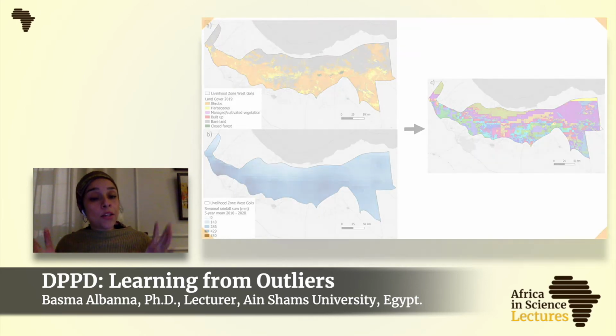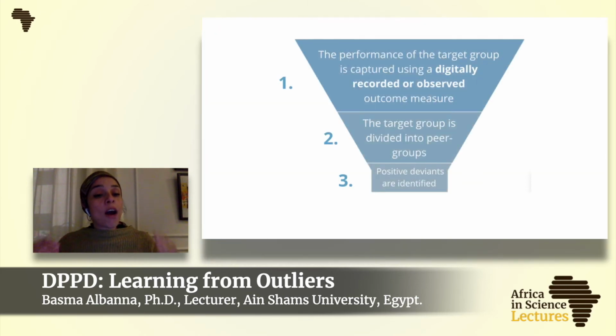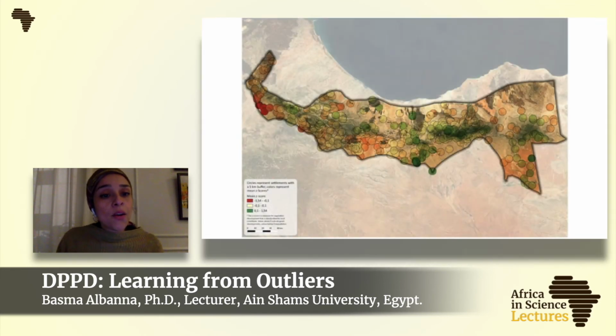After dividing them into peer groups comes the stage of identifying the positive deviants within the same peer group. And here we identified a number of villages, around 13 communities, that are performing extremely better than the others. And from the diagram, you can also see that the greener areas are the areas that have healthier vegetation, and the red areas to the extreme west are the ones that have very bad vegetation health.